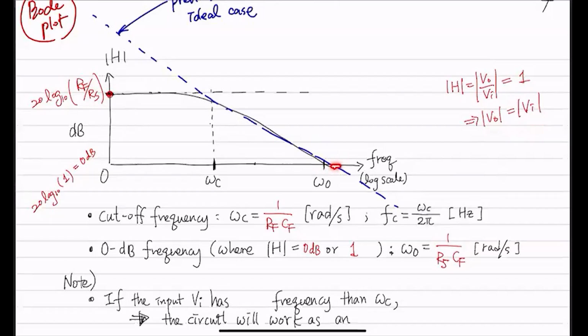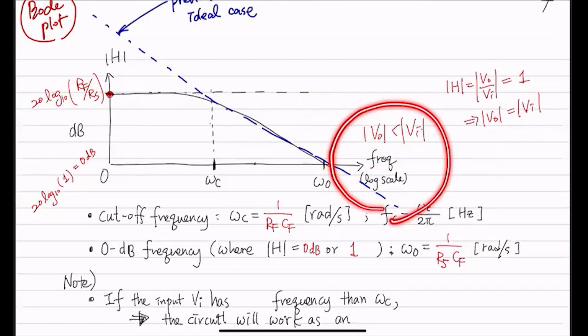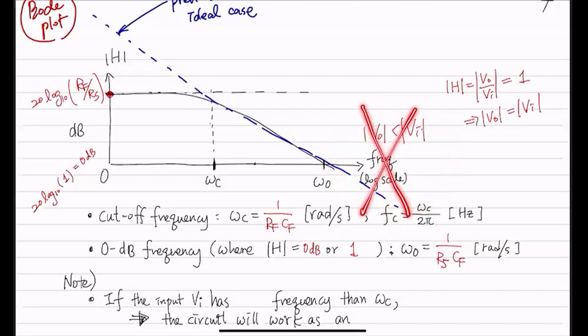And what would happen above this frequency? Your output amplitude is going to be smaller than your input amplitude, right? You see what I'm saying? Above this frequency, your output amplitude is going to be smaller than your input amplitude. But below that frequency, your V out is going to be greater than V in.